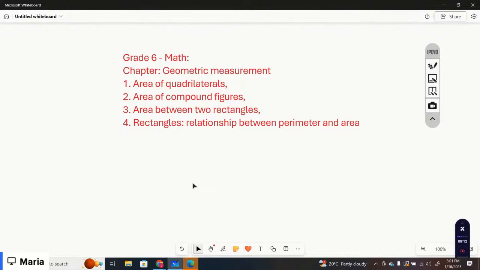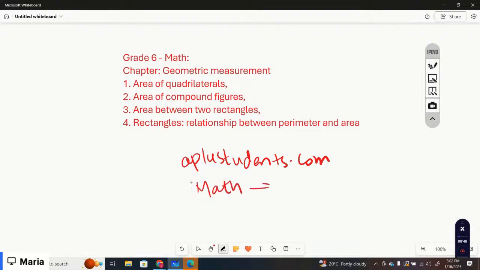We are here for grade 6 math. You can find all the lessons on aplusstudents.com. You have to log in there using your email address and password as provided by the administrator. Then you have to select math from the subject tab, scroll down to grade 6 math, and then click on view all lessons. There you can find a list of the chapters.